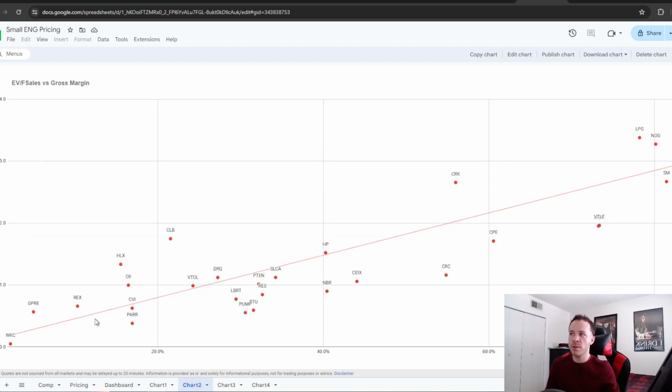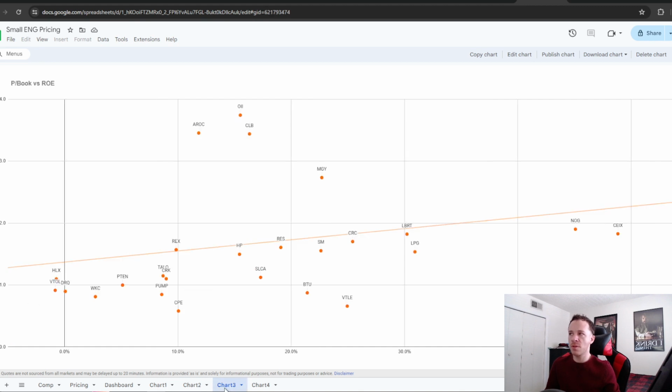The second grouping we end up using is EV to forward sales versus gross margins. Definitely a little bit more statistically positive strength to it for this one. And then the third metric for the energy sector we use is price to book versus return on equity, which has a positive relationship, but definitely also still not the strongest of relationships. The smaller sample size you get, oftentimes you start getting a little bit of weaker relationships. That's definitely somewhat of how it happens.